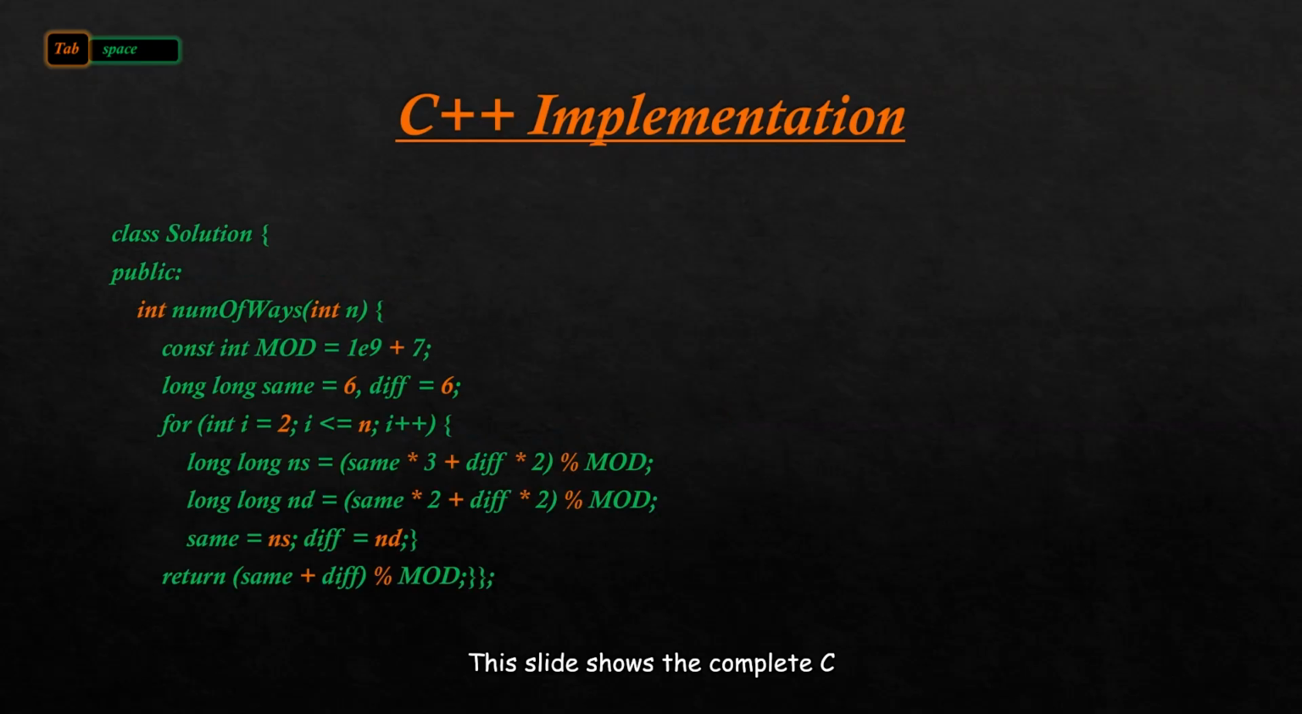This slide shows the complete C++ implementation. The solution initializes the base values, iteratively applies the recurrence relations, and returns the final answer modulo 10 to the power 9 plus 7. The code is clean, readable, and optimized for both time and space.